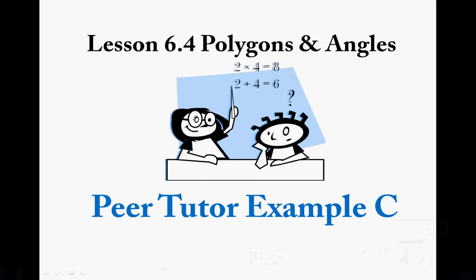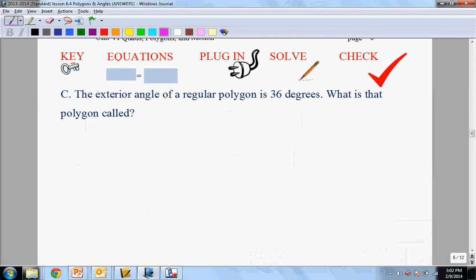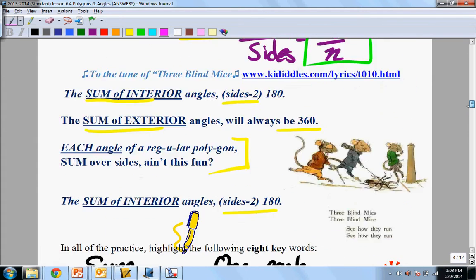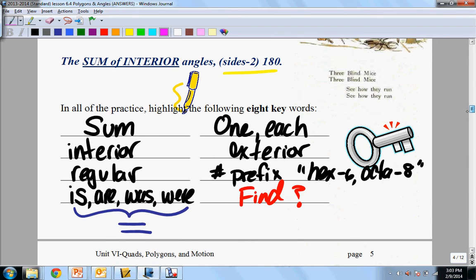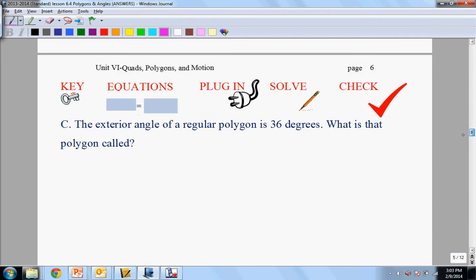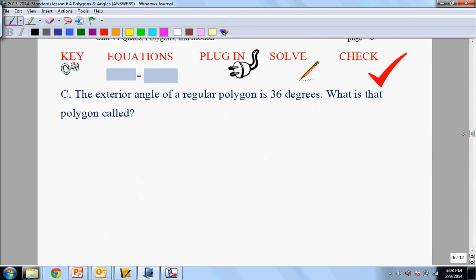This is lesson 6.4, polygons and angles, peer tutor example C. All right, we're going to keep these key terms in mind as we're reading C. So as we're reading this, underline or highlight these key terms. Taking a look at C.